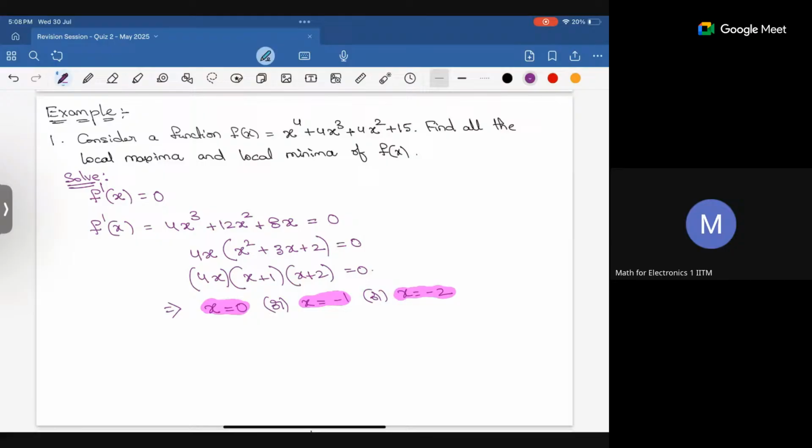And for commenting on whether it is local minima or local maxima, we need f double prime of x and its sign at x equals 0, x equals -1, x equals -2. So let's compute f double prime of x, which you can compute from f prime of x. Take the derivative of f prime of x, and you'll get f double prime of x. That will be 12x square plus 24x plus 8. Right.